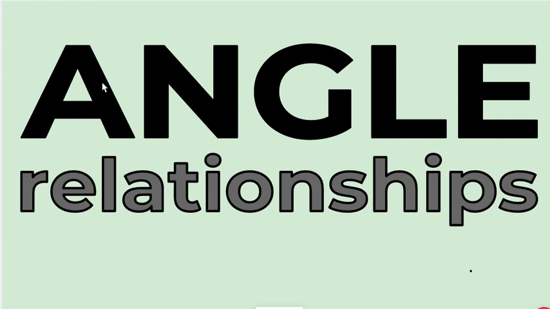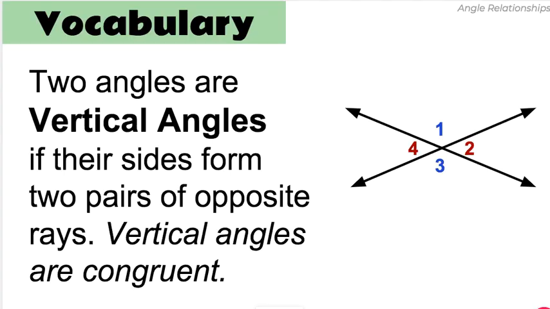Okay, we're going to go back through the angle relationship vocabulary, and I'm going to give a little more explanation. So first, let's look at vertical angles. Vertical angles happen when two lines cross. Okay, so we need to have two lines crossing.